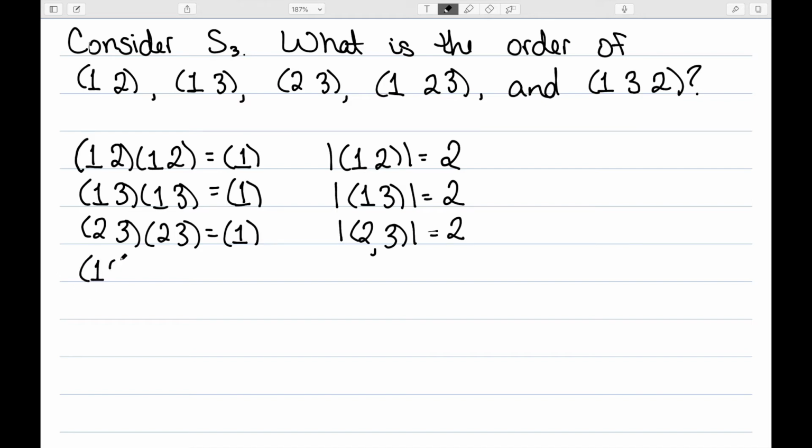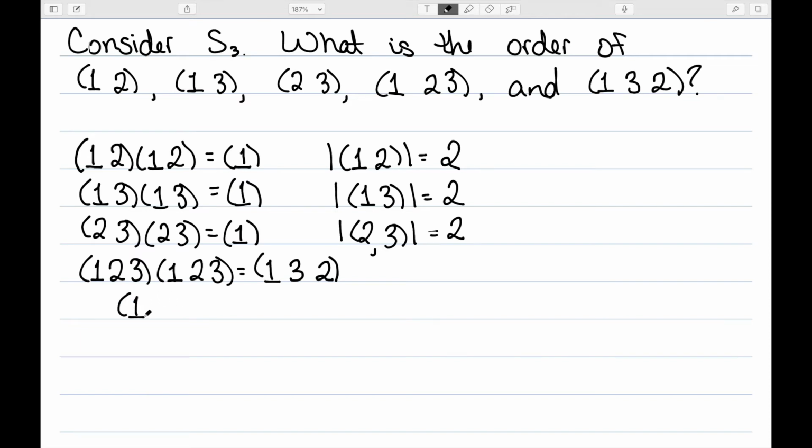Now let's look at (1 2 3). If I square this, if I multiply it by itself, 1 maps to 2 and 2 maps to 3, so 1 maps to 3. 3 maps to 1 and 1 maps to 2, so 3 maps to 2. 2 maps to 3 and 3 maps to 1, so 2 maps to 1.